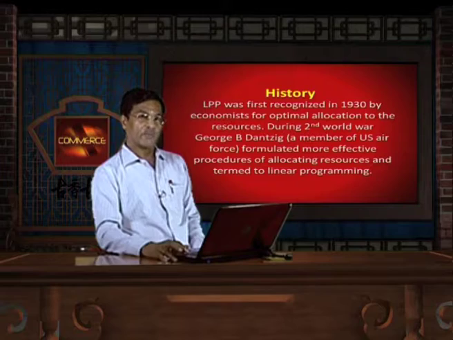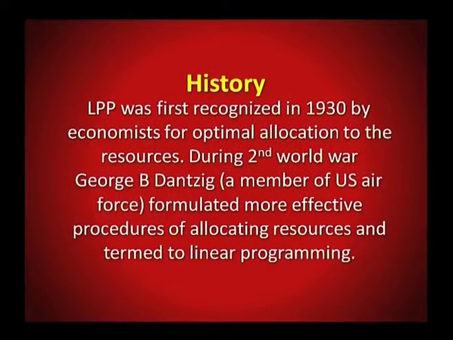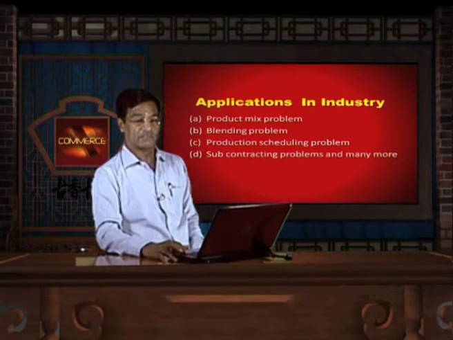The linear programming problem was first recognized in 1930 by economists for optimal allocation of resources. During the Second World War, George B. Dantzig, a member of the US Air Force, formulated a more effective procedure of allocating resources and termed it linear programming.